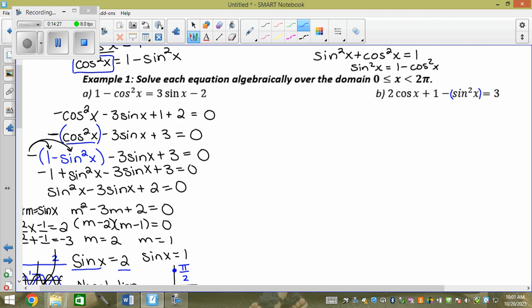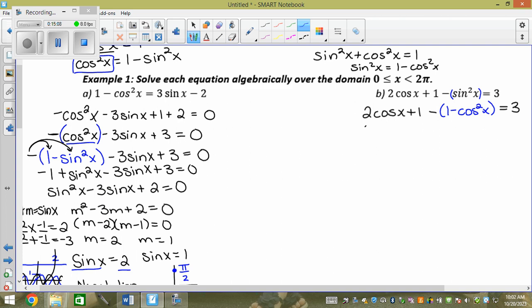So I can take this sine squared off my page, hack it across the room, and put the 1 minus cos squared x in its spot. Correct? Because they're the same thing. But I'm replacing sine squared x, so it has to be in brackets. So I get 2 cos x plus 1 minus, bracket, 1 minus cos squared x, equals 3. Do you see how I replaced the blue with the blue? That's all I did. Didn't do anything crazy.